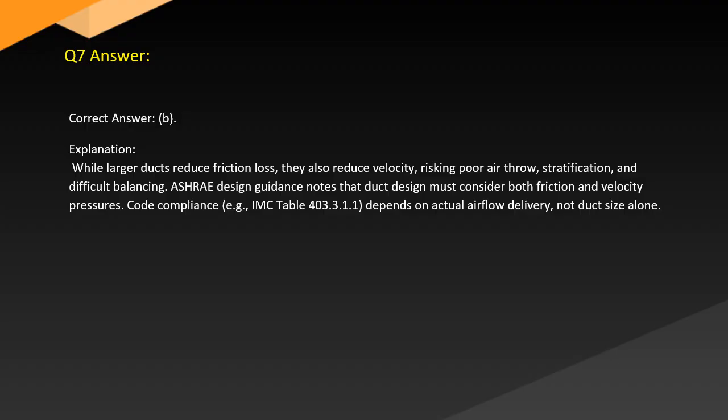Answer. Correct answer. B. Explanation. While larger ducts reduce friction loss, they also reduce velocity, risking poor airflow, stratification, and difficult balancing. ASHRAE design guidance notes that duct design must consider both friction and velocity pressures. Code compliance, e.g. IMC Table 403.3.1.1, depends on actual airflow delivery, not duct size alone.